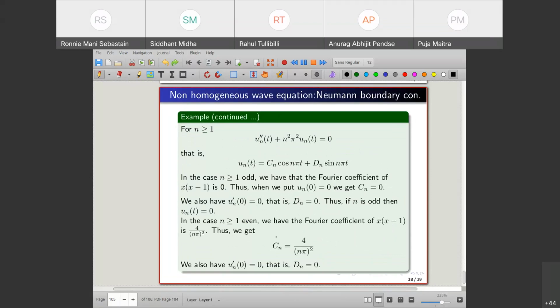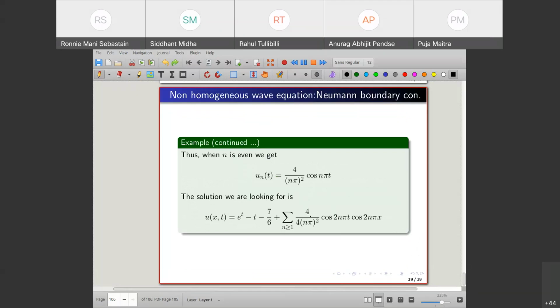When n is even, we have that the Fourier coefficient is this thing. So this is equal to un(0), and un'(0) is 0. Right, this has been the case in the previous example and this example also. So from this, we get that dn is 0 and cn is this thing. When we put 0 in this, we only get cn. So thus when n is even, we get un(t) is equal to this thing. And therefore the solution we are looking for is this.